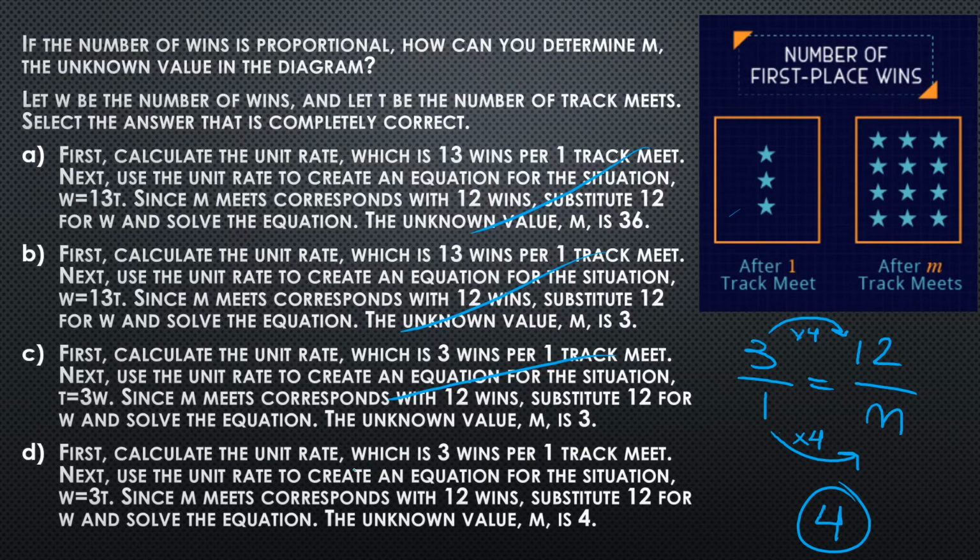So first, we want to calculate the unit rate, which is 3 wins per 1 track meet. And next, we can use this equation here, w equals 3t, and substitute 12. So the description is a little bit different from how we solved it. I think the way we solved it was a bit easier. However, since we were able to make sure that our unit rate, which is 3, is the same number used in our equation, it made it a little bit easier.